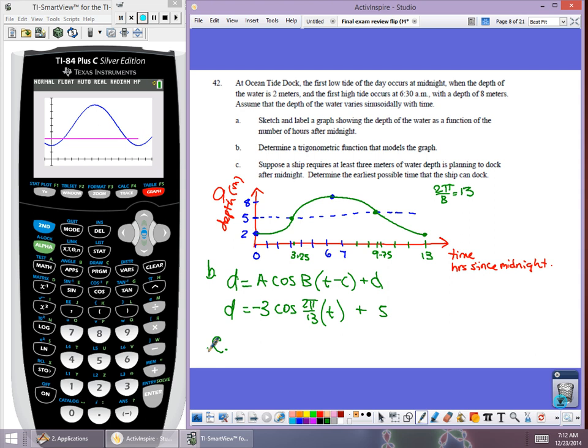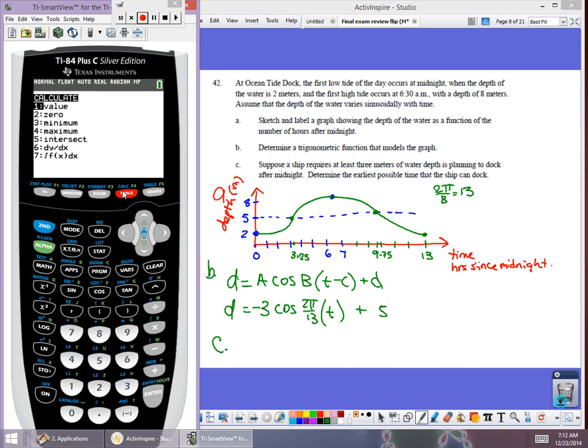Okay, so, determine the trig function. We graphed it and looked at the function. Now suppose a ship requires at least 3 meters of water depth and is planning to dock after midnight. Determine the earliest possible time that the ship can dock. I also graphed a line at 3. So when's the earliest possible time after midnight? Well, the water's too low. Here it can dock, and then it can dock between here and here. But we need to find that time right there.